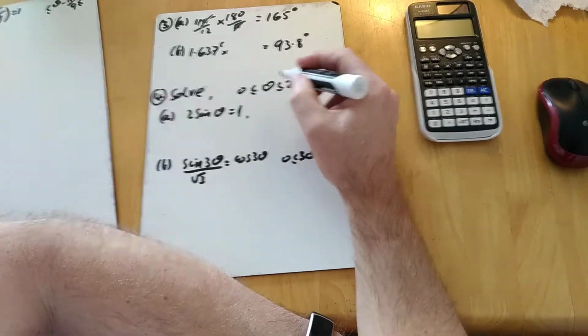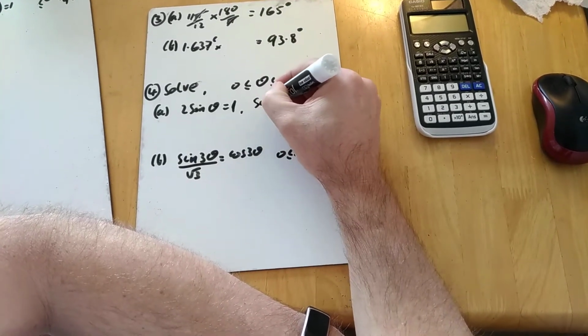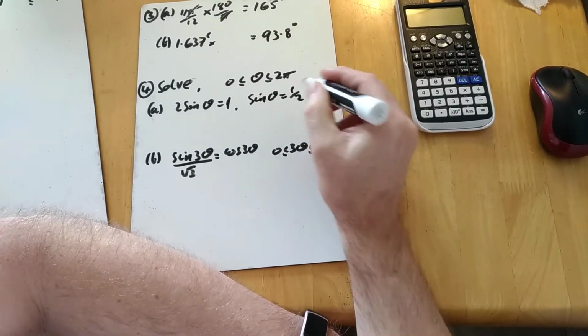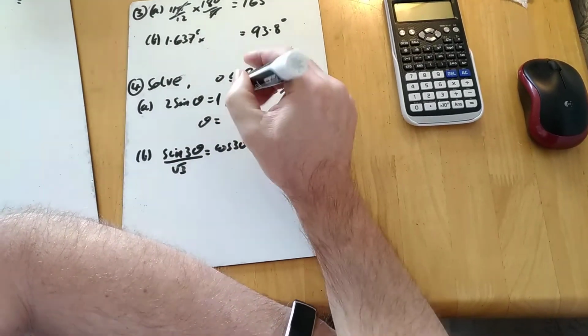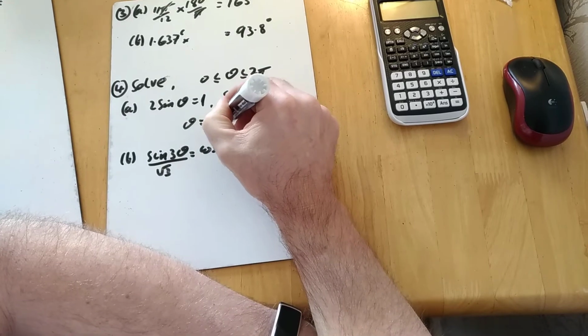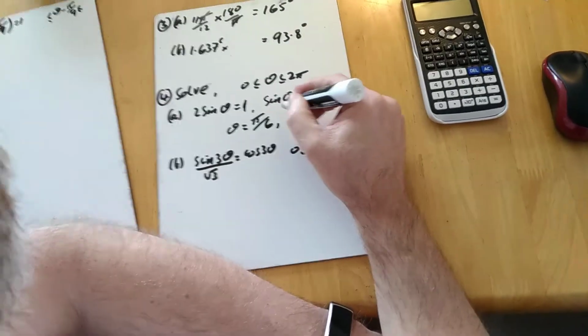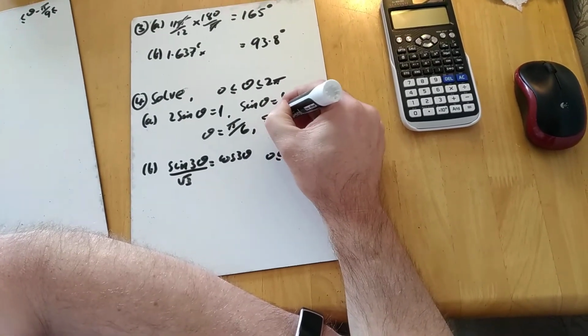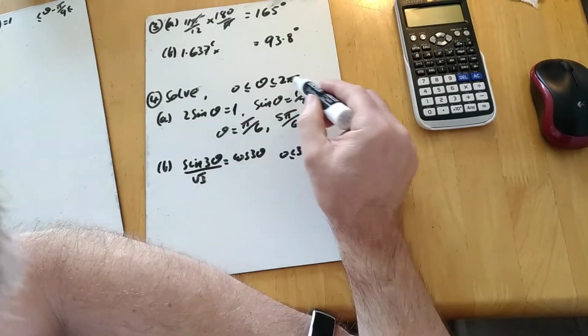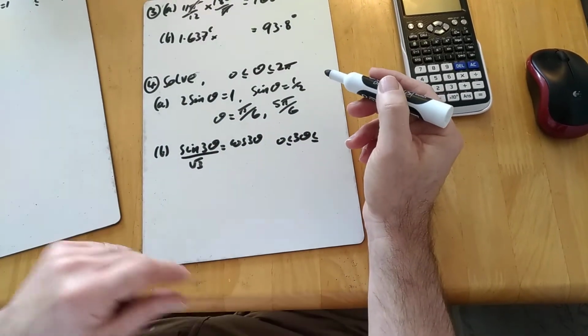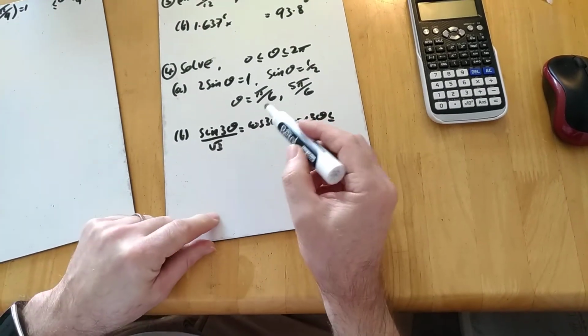Do the obvious things. 2 sine theta equals 1, sine theta equals a half, which means that theta in degrees will be 30 degrees, which is pi over 6, or 180 minus it, or pi minus that, 5 pi over 6. Remember, almost everything's got the second answer in the 0 to 2 pi range. Example here, a bit more to do.